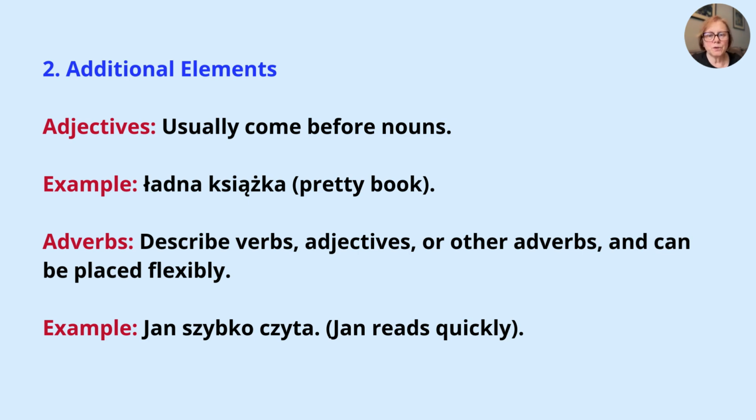Number 2. Additional elements. Adjectives usually come before nouns. Example: ładna książka, pretty book. Adverbs describe verbs, adjectives, or other adverbs and can be placed flexibly. Example: Jan szybko czyta. Jan reads quickly.